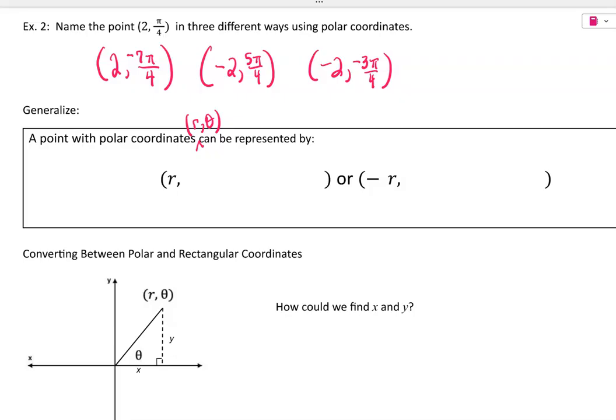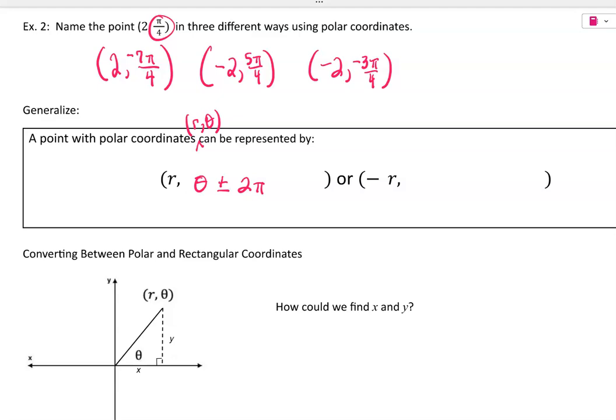So generalizing, if you have a point r comma theta, you can represent that as r comma theta plus or minus 2 pi. You can see that's what we did here. We had a pi over 4. We subtracted 2 pi in essence. We could, in this case, get a negative 7 pi over 4. We even could have added a 2 pi and gotten something coterminal. We would have gotten 9 pi over 4. That would work.